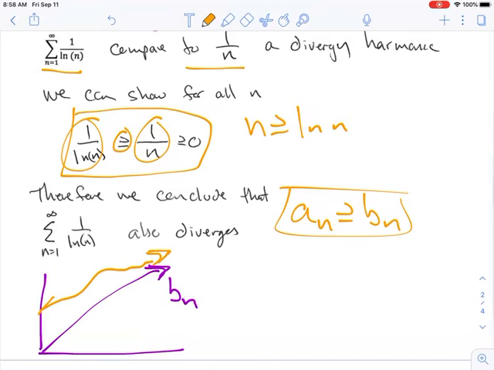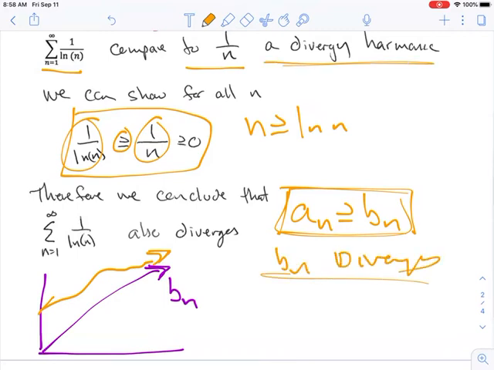All right, so we know that a sub n is always greater than b sub n, and we also know that b sub n diverges, right? Because this is a diverging harmonic series. And so all we have to do is make our conclusion. Therefore, 1 over the log of n also diverges.